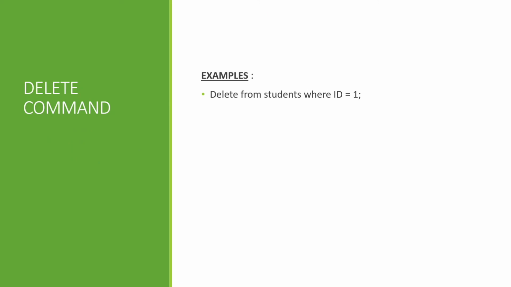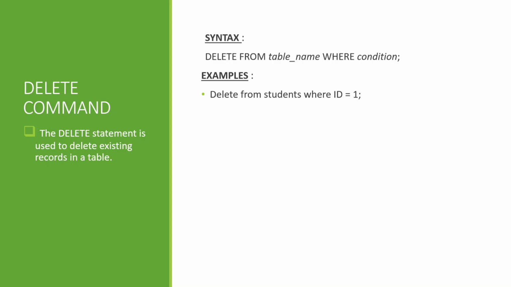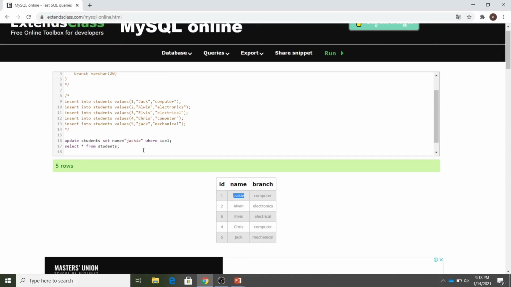The last command under the DML is the delete command. Now the delete command is actually used to delete particular data or a particular record from the table. So the delete statement is actually used to delete the existing records in the table, right? So the command or the syntax goes like delete from table name where the condition. So similar to the update statement, the delete statement also works.